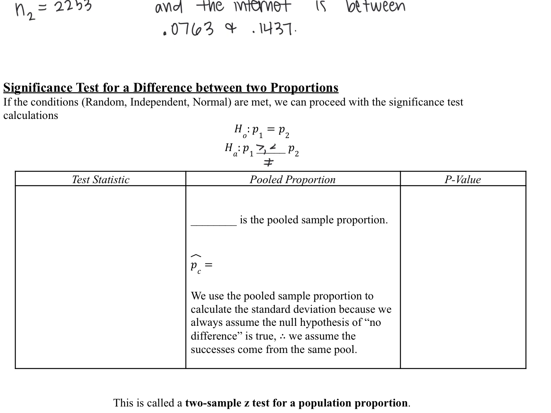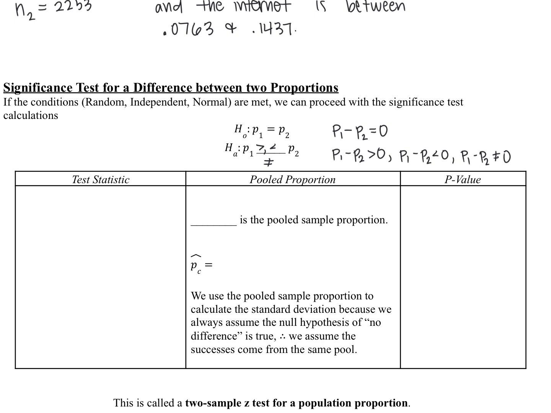The other way you can always write this is as a difference. So we could also say P1 minus P2 is equal to 0. So that means that they are the same. You could also say P1 minus P2 is greater than 0, P1 minus P2 is less than 0, or P1 minus P2 does not equal 0. These all are acceptable ways to do the null and alternative hypotheses for a difference in proportions.